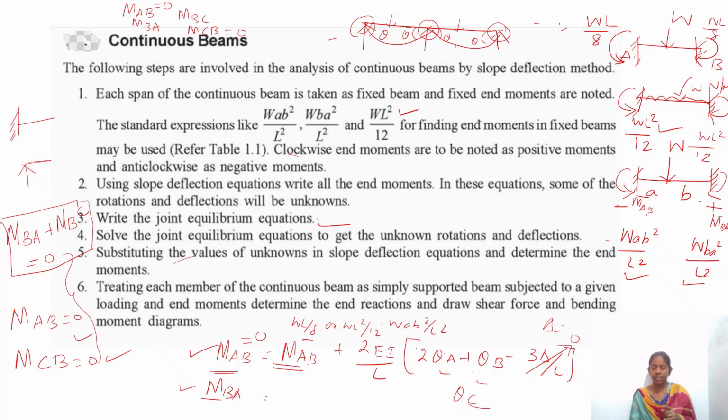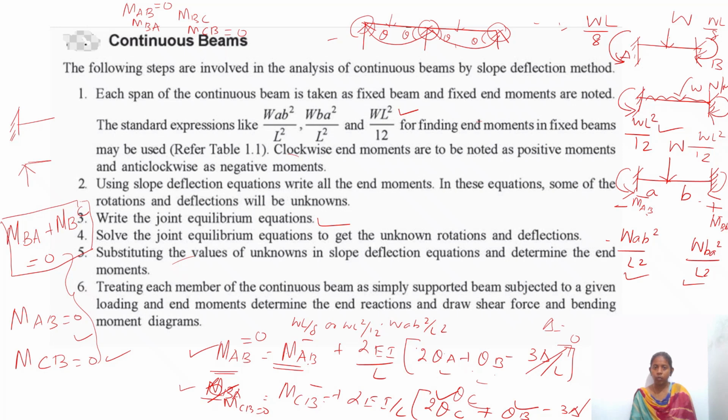Similarly for MCB, how can we write the MCB equation? MCB equal to MCB bar plus 2EI by L into 2 theta C plus theta B minus 3 delta by L. So this is how we can write this equation. So for the final moment, if you substitute theta C and theta B, MCB should be equal to 0, because we already know it is a simply supported end.